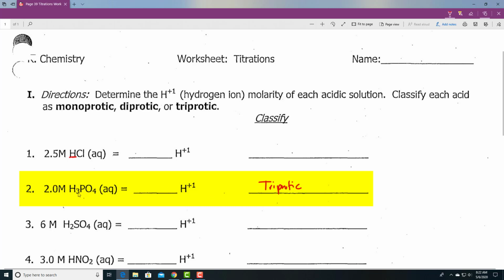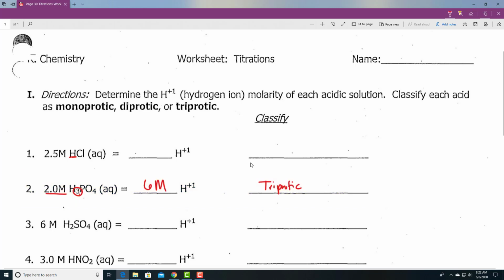Okay, and because it has 3 hydrogens and its molarity of the acid is 2 molar, that means its effective molarity for the hydrogen ions would be 6 molar. We would take this given molarity and multiply it by the number of hydrogens in that acid.